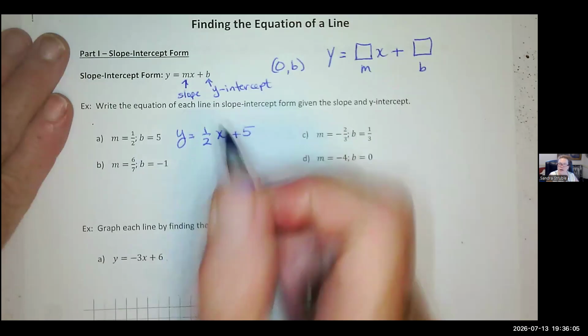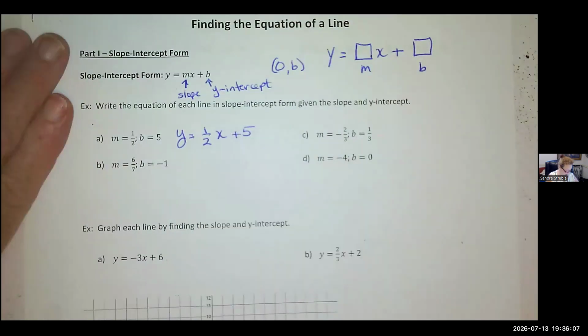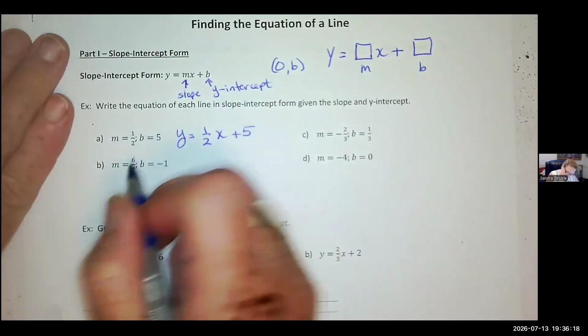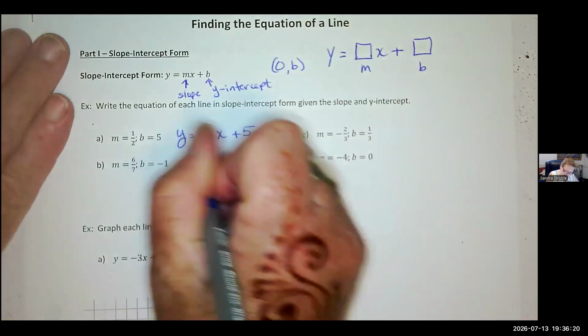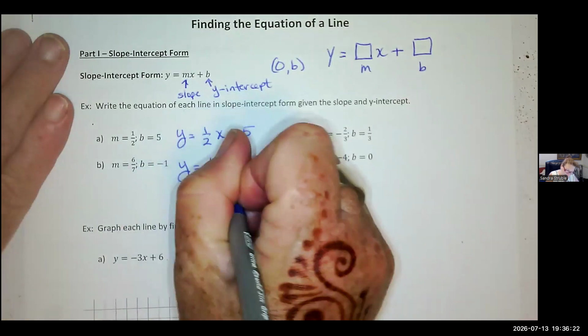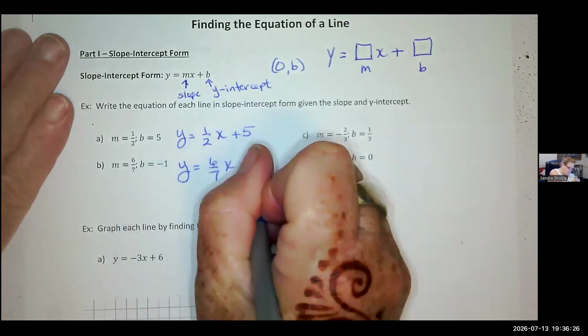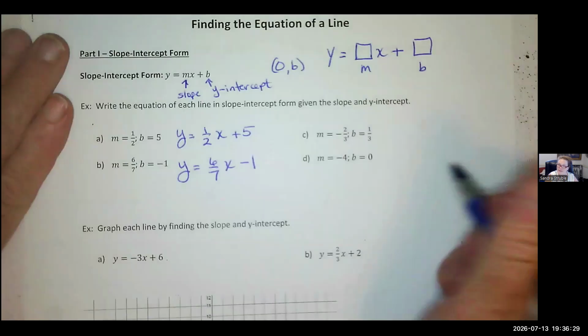Pause the video, go attempt at least B yourself, and come back to see how you did. Okay, for the next one, we've got m is 6/7, so y equals 6/7 x, and then instead of plus, we're going to put -1 because that's the y-intercept. Okay, pause your video and attempt the next one.